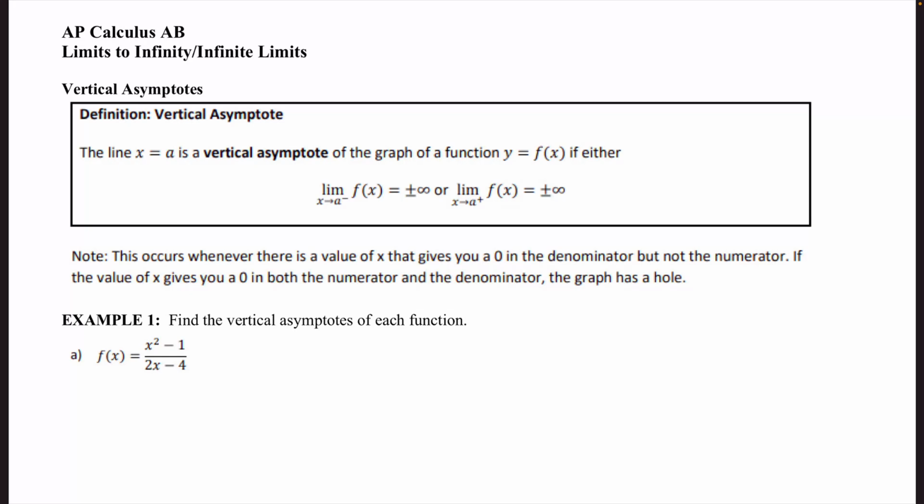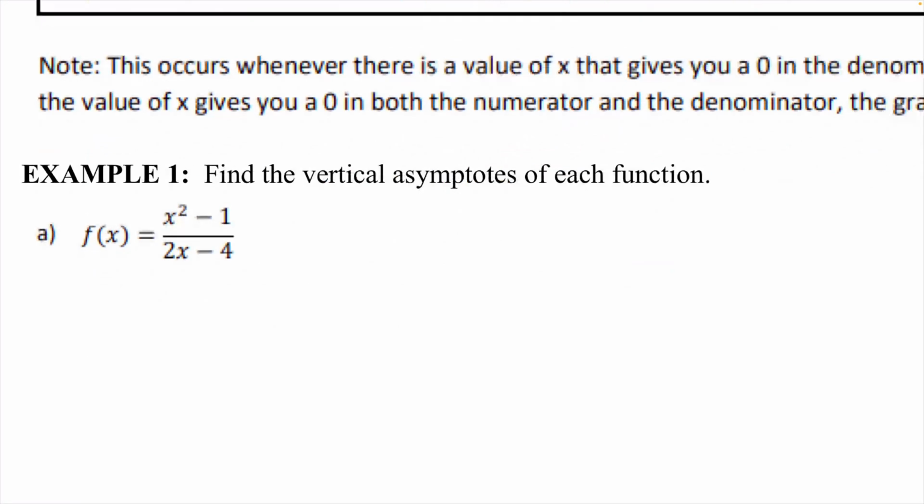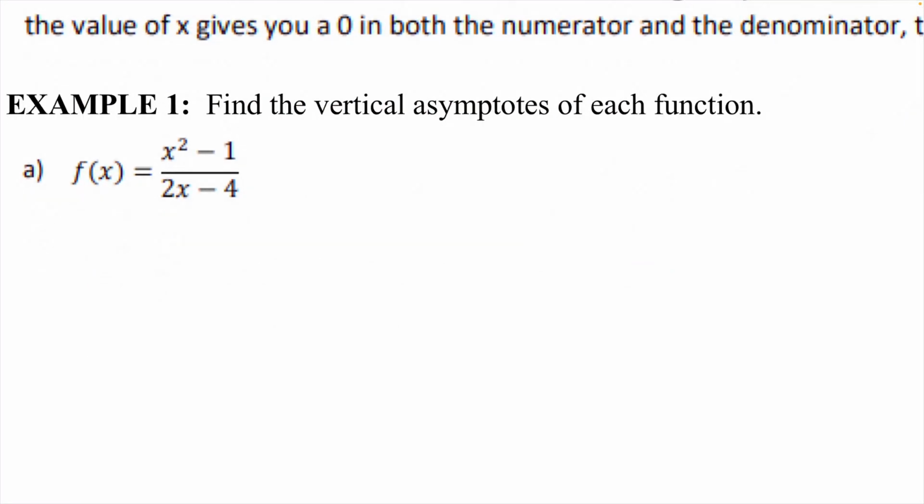So this occurs whenever there's a value of x that gives you 0 in the denominator, but not the numerator. So we don't really care what number we get up here. All it really focuses on is the bottom, right? Okay? So if the value of x gives you 0 in both the denominator and numerator, there's a hole. So if it's 0 over 0, that means there's a hole there. Okay, so let's look at 1a.